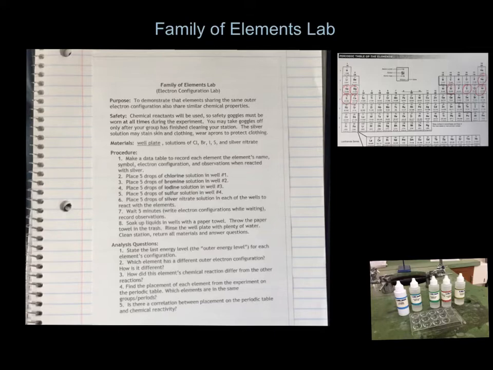I'm going to walk you through what we would have seen, or what we did see when we did the lab in class. If you are absent, please make sure that you are still reading everything that we did, so that as you look at the results that we'll be talking about here in a few moments, you'll understand what led up to that. So looking at the materials that we're using, we had a well plate and solutions of chlorine, bromine, iodine, sulfur, and silver nitrate. Right, this is where memorizing our symbols is starting again to come in handy.